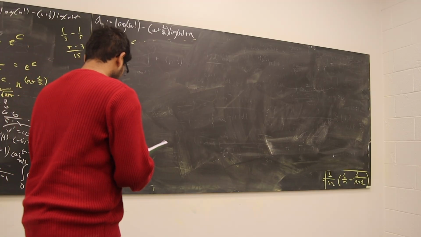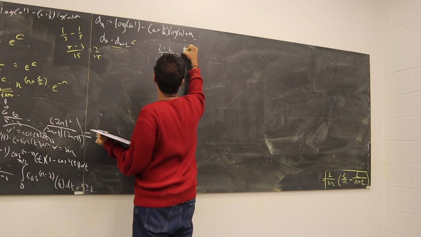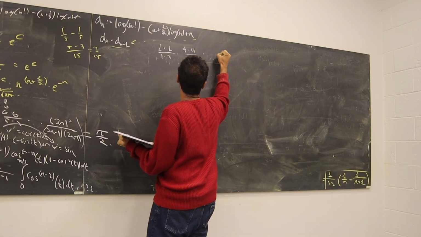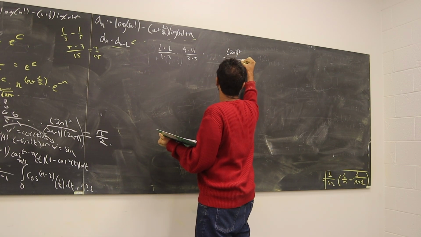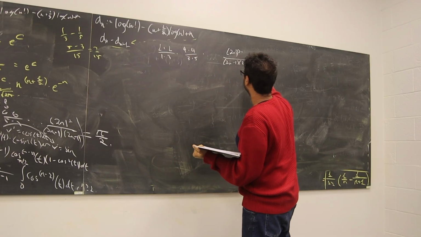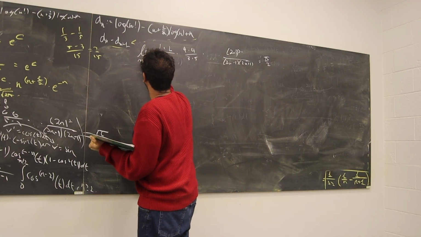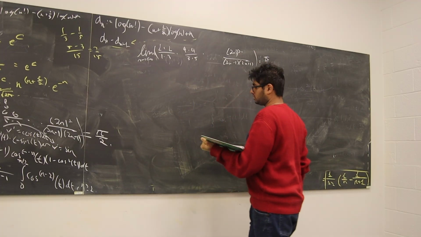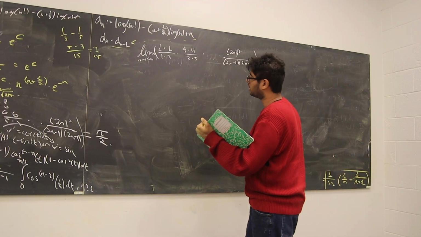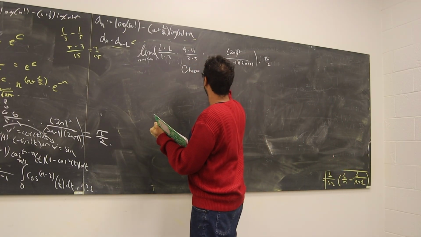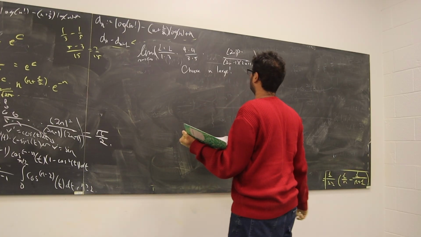Let's write out the Wallis product again. 2 times 2 by 1 times 3 times 4 times 4 by 2 times 5, and so on, up to 2n squared by (2n minus 1)(2n plus 1), equals pi over 2. And this is the limit as n goes to infinity. So let's choose n large.